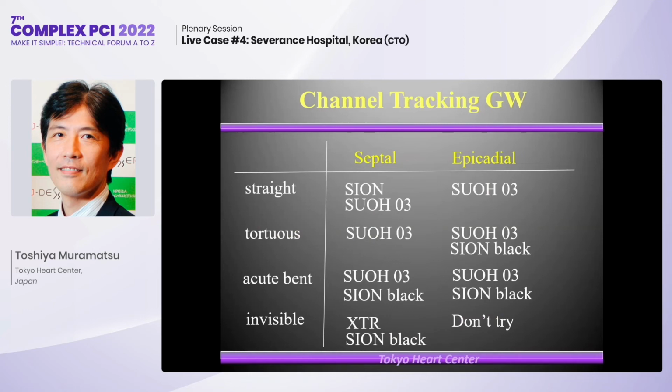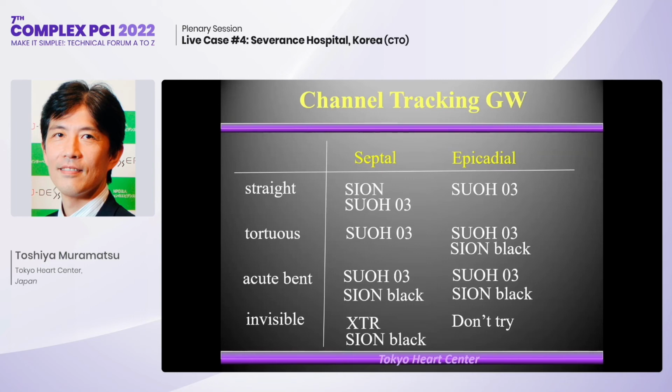My favorite channel tracking guide wires are shown here. If the channel is straight, the septal channel, the first choice is the SUOH wire, also the SION wire... (SION and SUOH 03). Epicardial channel, we choose the SUOH 03 wire. If the channel is very tortuous, the first choice is the SUOH 03 wire, even in the septal or epicardial channel. Sometimes in the epicardial channel we change to the SION black wire.